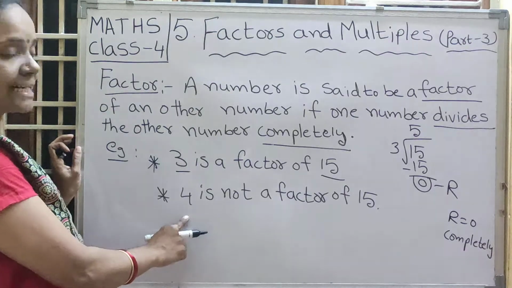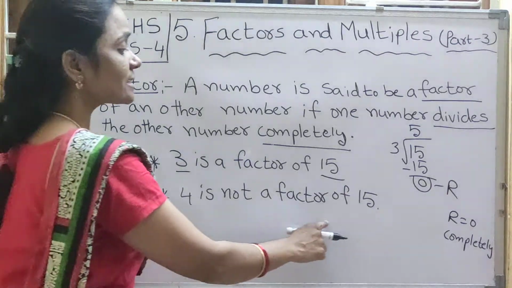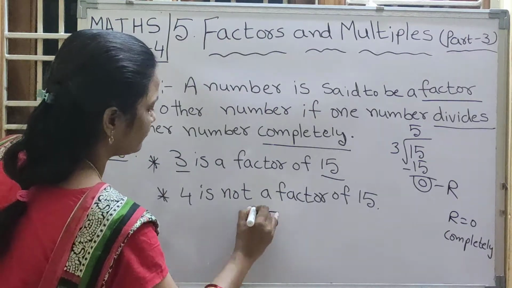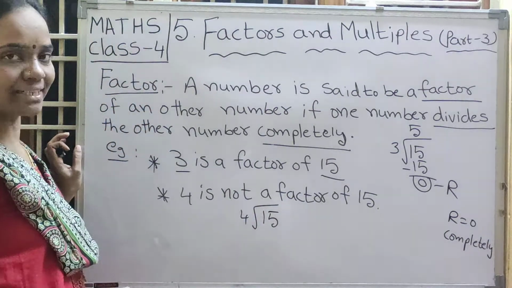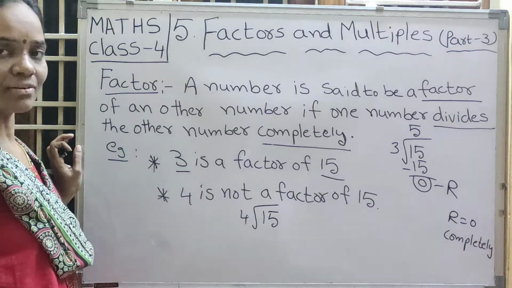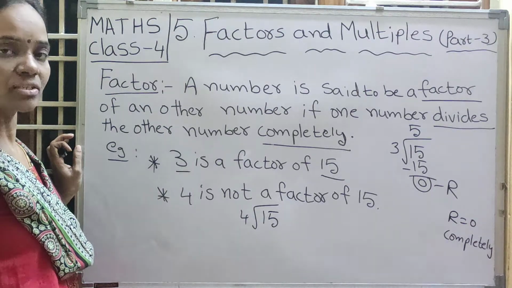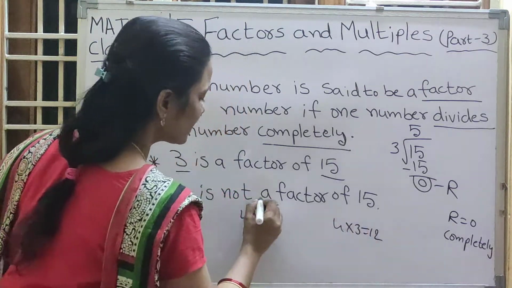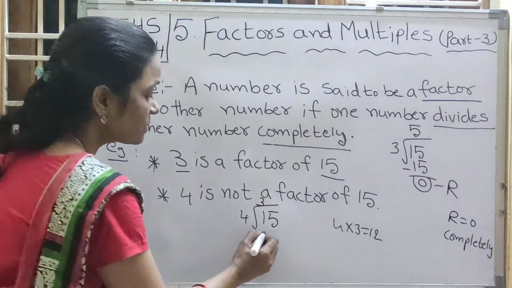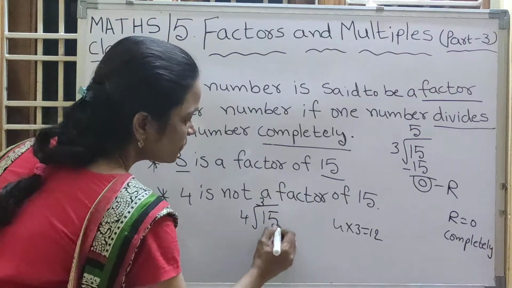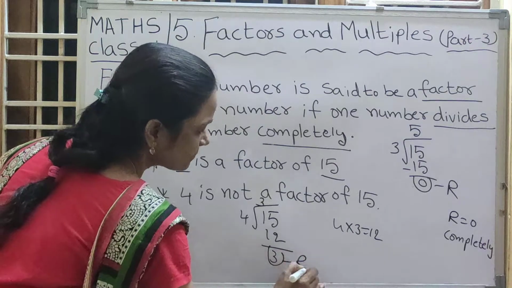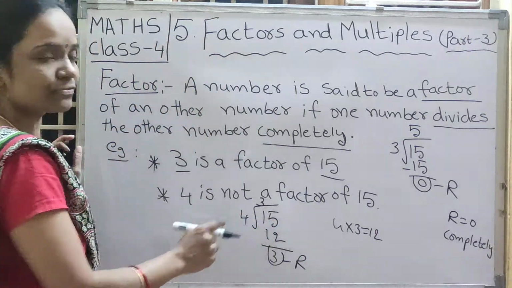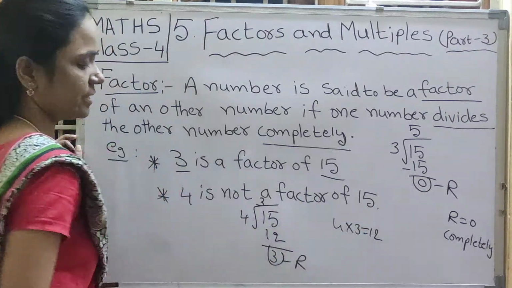But what is the second example? 4 is not a factor of 15. Shall we check, children? 4 table, do you get 15 directly? No. 4 1s are 4, 4 2s are 8, 4 3s are 12, 4 4s are 16. We have to take the nearest and smallest number, that is 4 3s are 12. So 15 minus 12 means 3 is the remainder. Here remainder is not 0. So 4 is not completely dividing 15. So 4 is not a factor of 15.